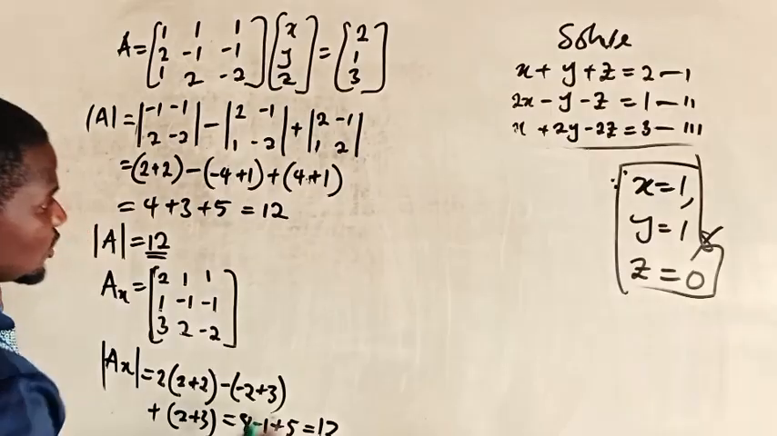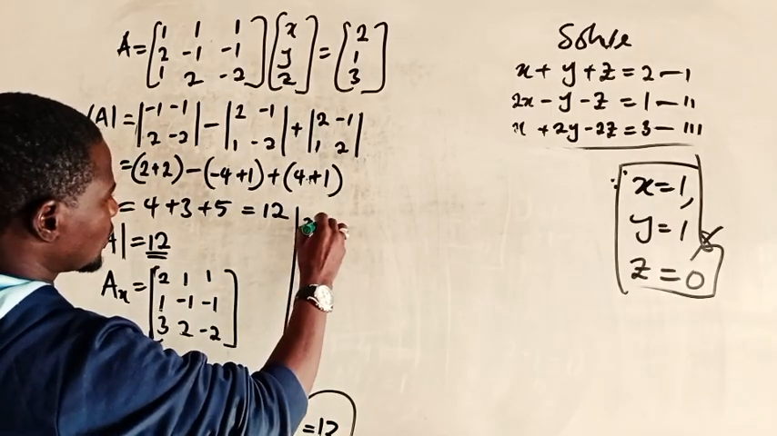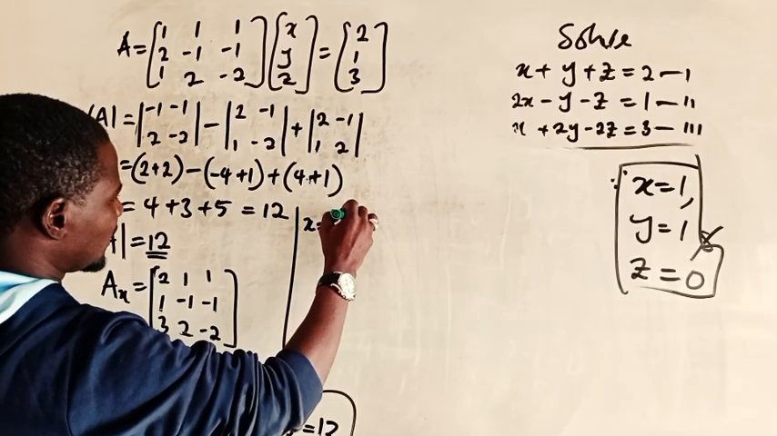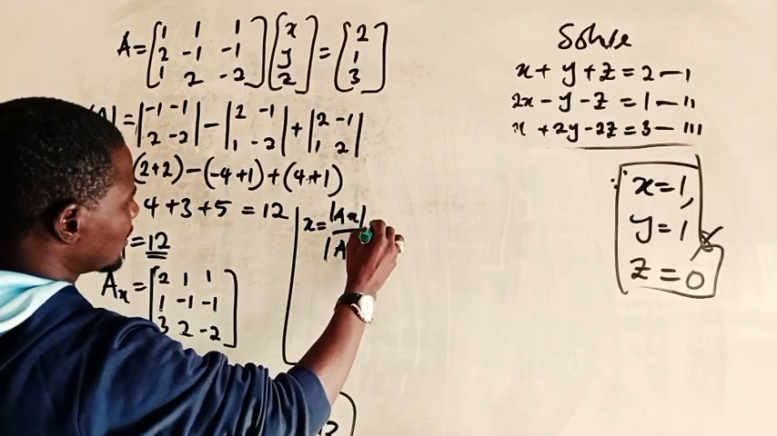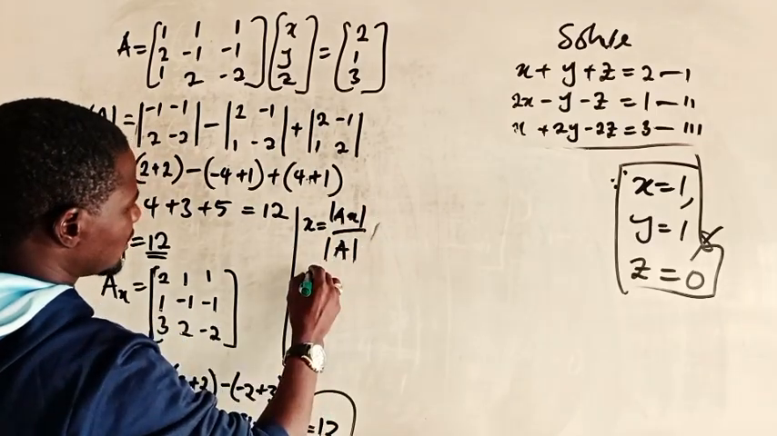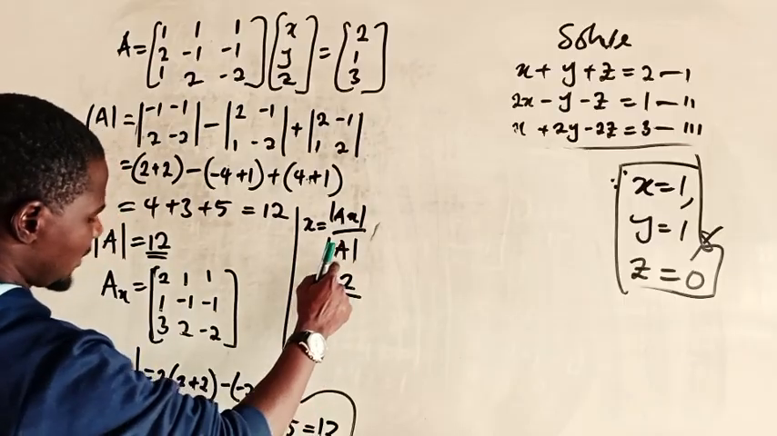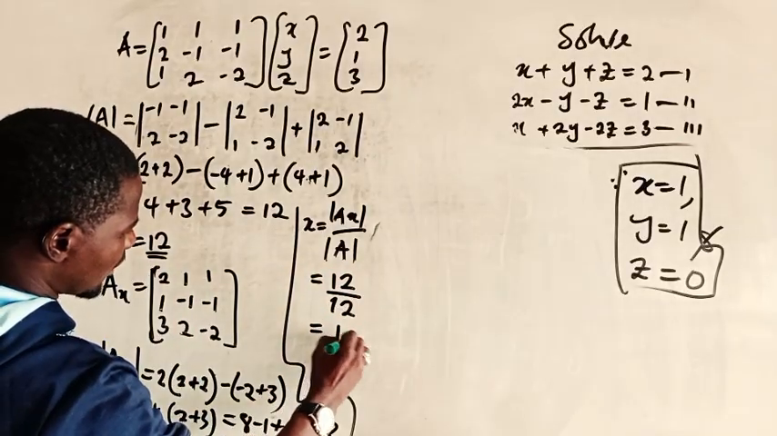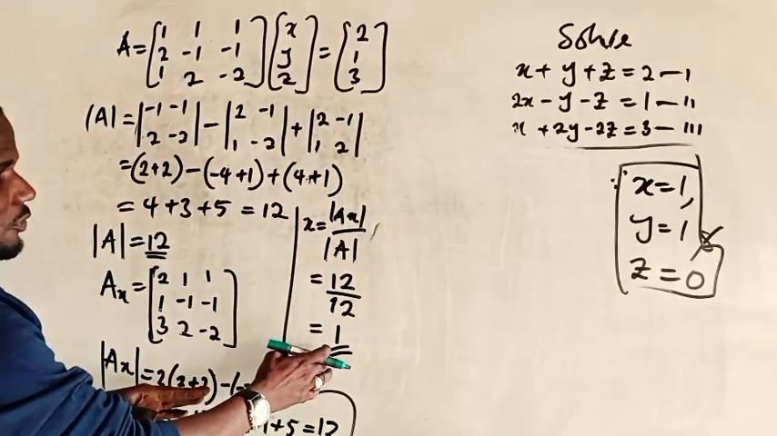So we have 12. So automatically, looking at this, we have our x equals determinant of x, all over determinant of a. Determinant of x is 12, all over determinant of a is another 12. So we end up having 1. We see x equals 1.